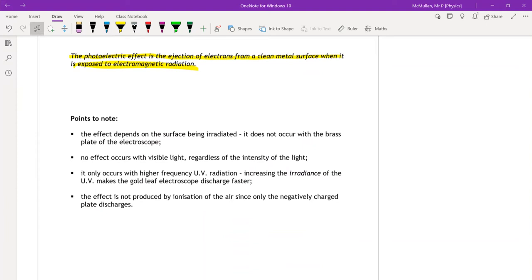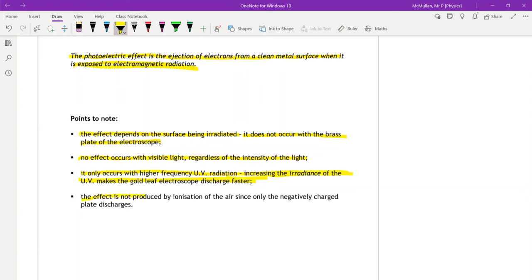If a metal surface is irradiated with light, it depends what type of surface it is. It will not happen with brass. Another factor is which type of light. Visible light doesn't have any effect. Ultraviolet does have an effect because ultraviolet has a higher frequency, which means more energy.